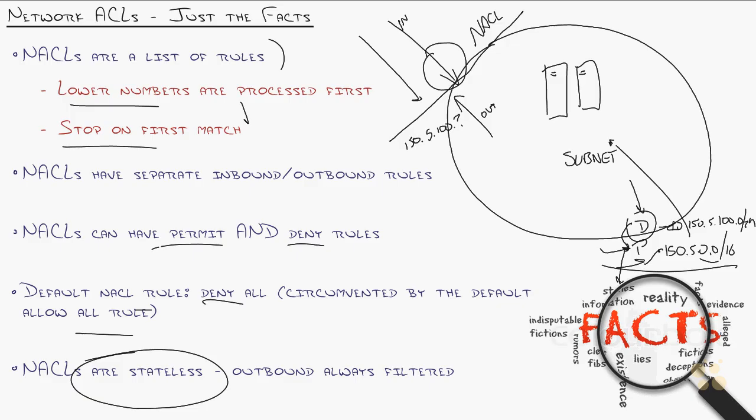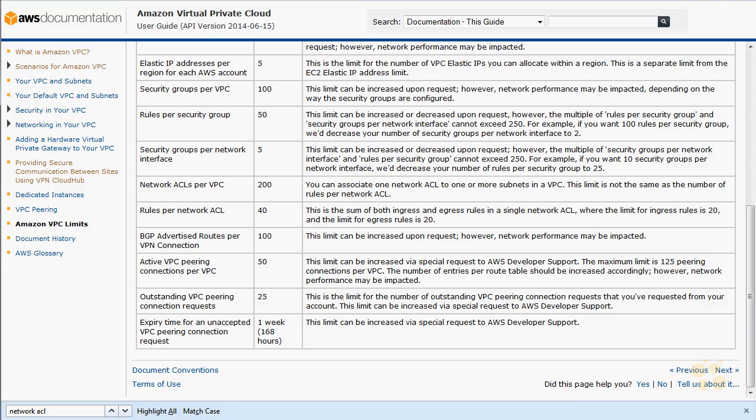Last thing I'm thinking of is, well, how many NACLs can I have, or how many rules can I have per NACL? I'll take you straight to the Amazon source right now, and again, these are always changing, but you can see network ACLs per VPC, 200. So I can have a bunch of them, but remember, you can only associate a NACL with one subnet at a time. But look at this one, rules per network ACL: the sum of the ingress and egress rules, whereas the limit for ingress is 20 and the limit for egress is 20. So they're saying 40 total.